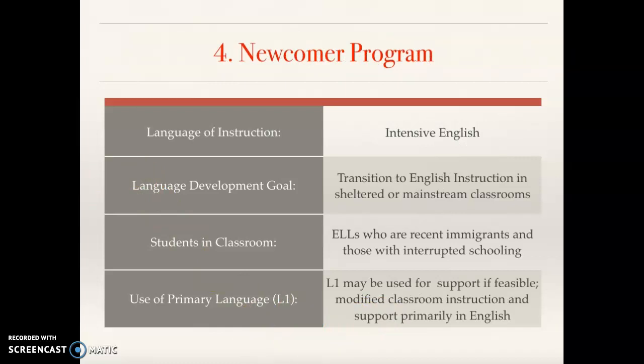The fourth one is the Newcomer program. This is intensive English, so it's over a really short period of time. The goal is to transition to English instruction in sheltered or mainstream classrooms. The students in the classrooms are just ELLs who are recent immigrants and those with interrupted schooling. And the L1 may be used for support if feasible. Modified classroom instruction and support is all primarily in English. The instruction is just modified.